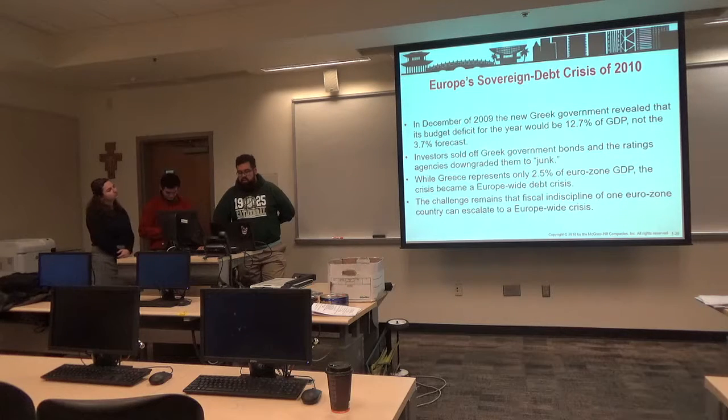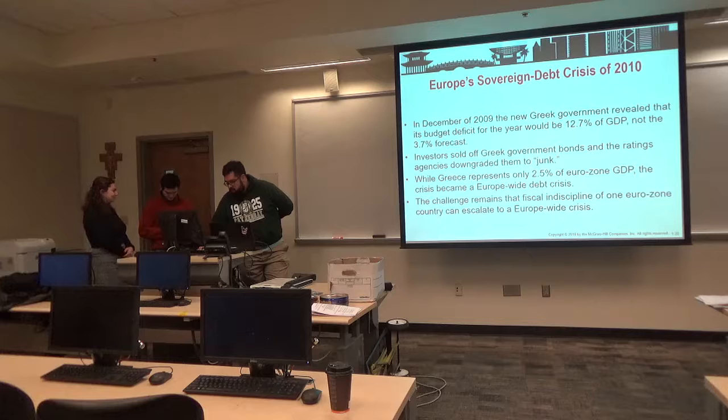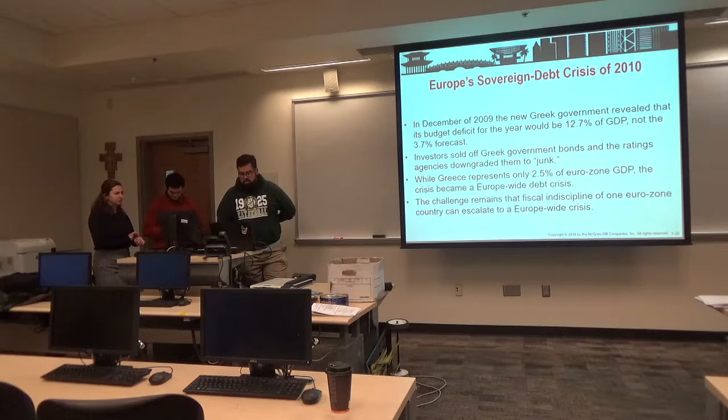Europe's sovereign debt crisis of 2010, so Italy and Greece, but particularly Greece, their economy tanked after 2008. Even though Greece is a really small part of the Eurozone, because of the system of the European Union and the euro, the currency, it quickly spread throughout the system, and the European Union became partially responsible for getting them out of their debt.